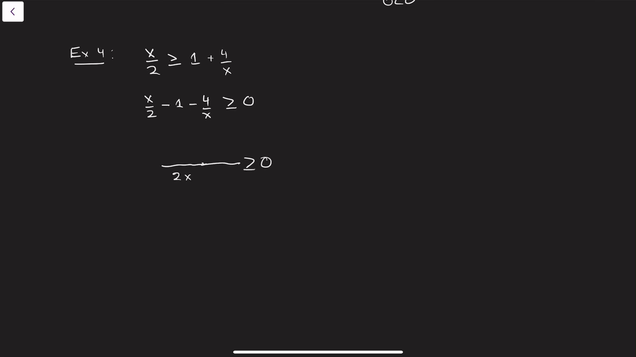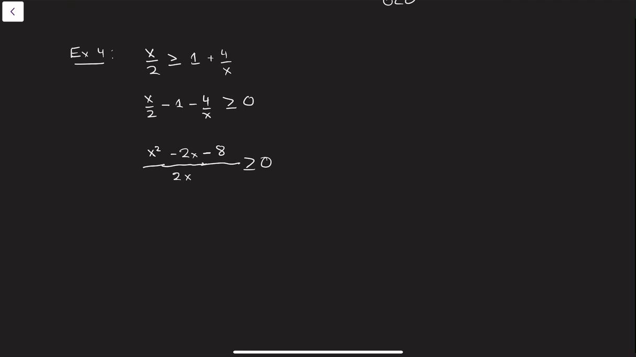And let's give myself a bit more space. So for this first term, to make this possible, we need to multiply that by x. So we'd have x multiplied by x, that's x squared. The next term, we need to multiply by 2x, so we'd have minus 2x. And the last term, we need to multiply by 2. So it'd be negative 4 times 2, negative 8.